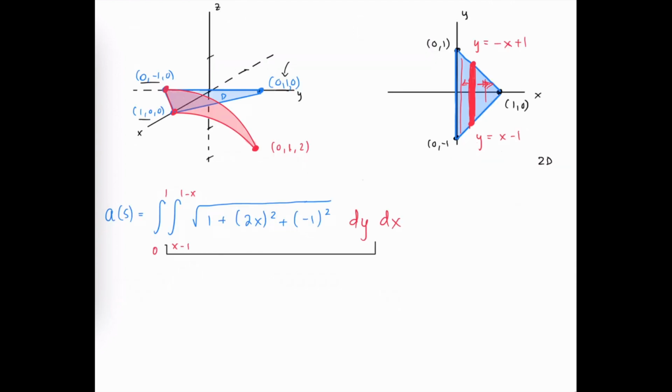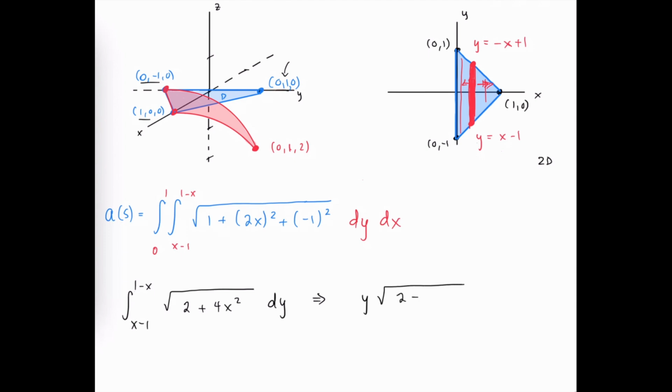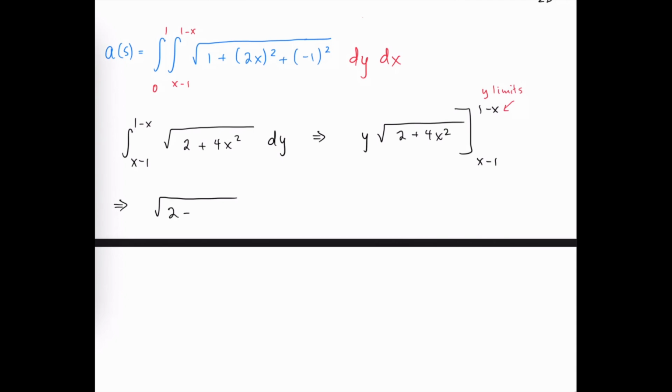So let's look first at this inside iteration, which after we simplify that radicand, we get the square root of 2 plus 4x squared. And we're integrating with respect to y. With respect to y, all of that is a constant, and so the antiderivative is just going to be y times that constant, the square root of 2 plus 4x squared. Our limits of integration are y limits, so this x minus 1 and 1 minus x get plugged in for y. So I'm going to pull this constant multiple of the square root of 2 plus 4x squared out, and then plug the upper limit in for y, which is going to be 1 minus x, minus the lower limit plugged in for y, which is x minus 1. And so once we simplify what's inside that parentheses, we're going to get negative 2x plus 2.